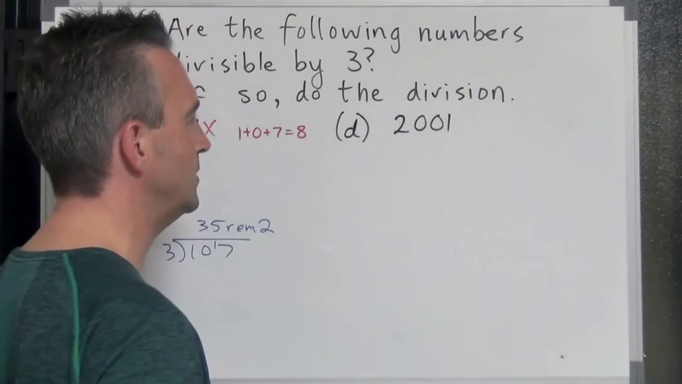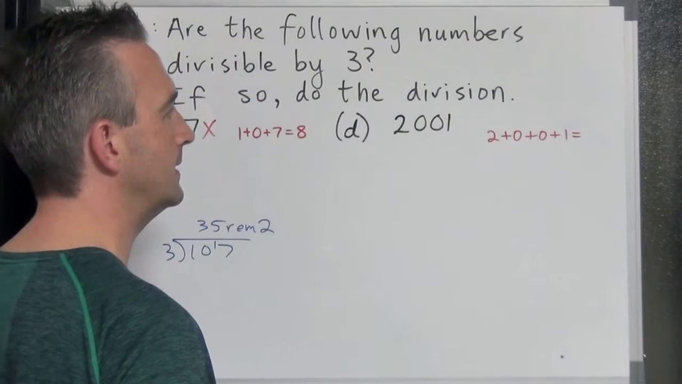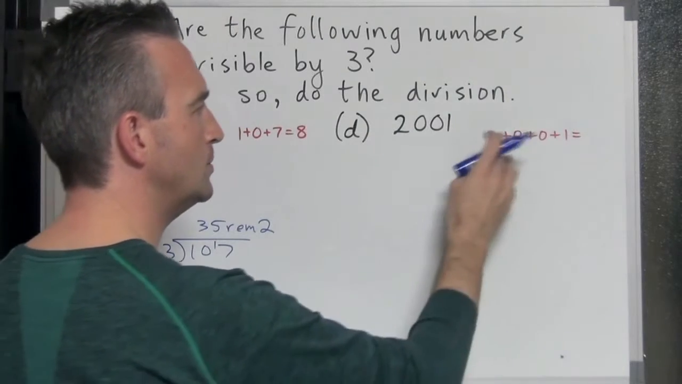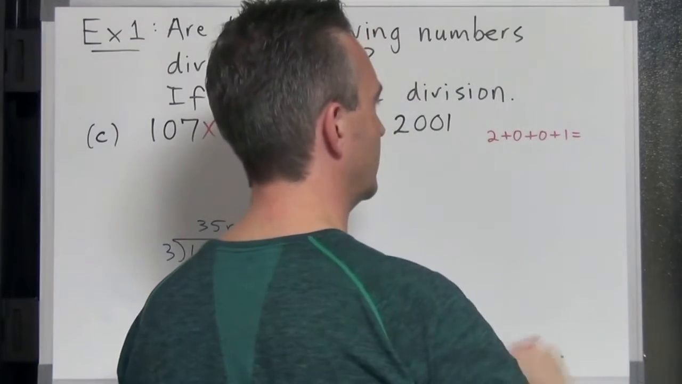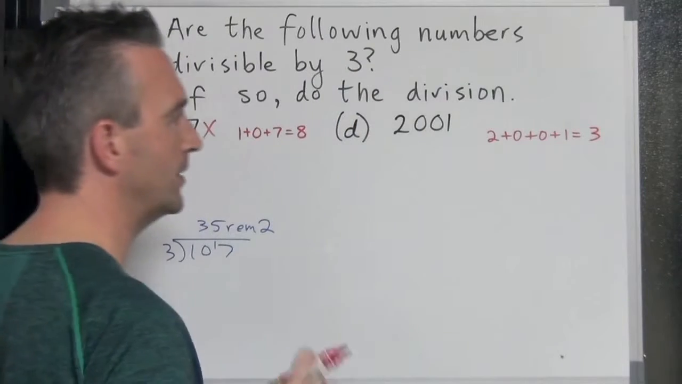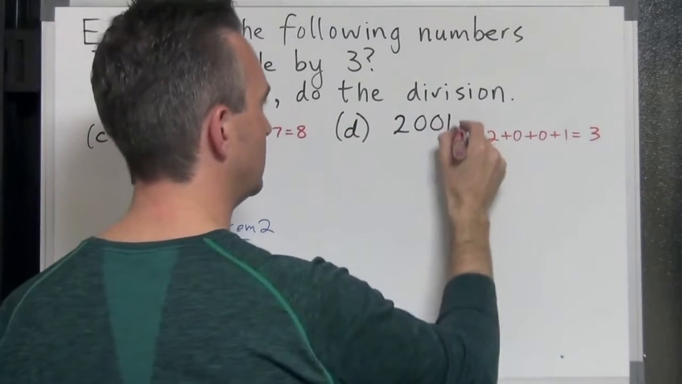Last one here, 2001. Da, da, da, da. Good movie. 2 plus 0 plus 0 plus 1 is 3. 3 is divisible by 3. Yes, this is divisible by 3.